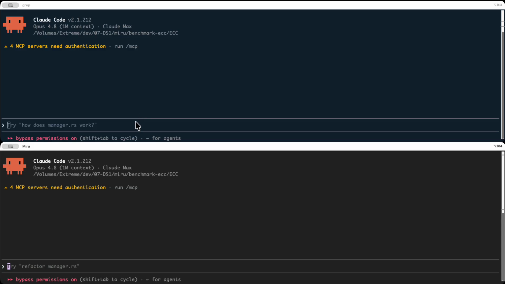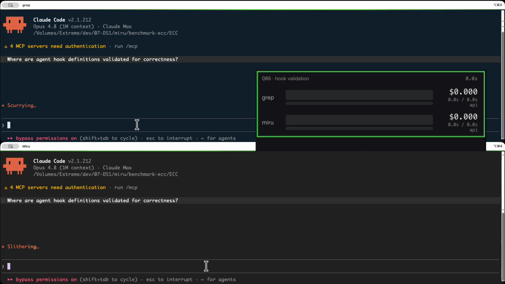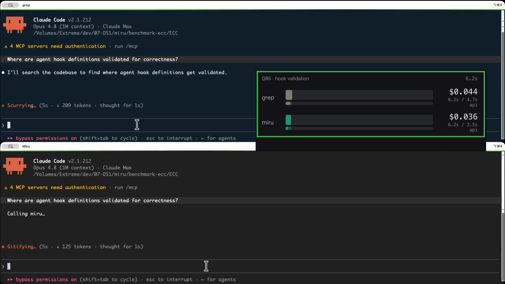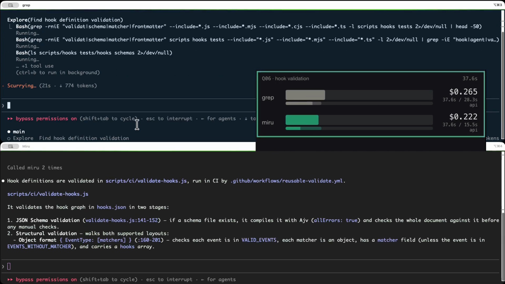Where are agent hook definitions validated for correctness? Everything in ECC hangs off hooks, so that's where I start. Both of these will get this right. It isn't a hard question. Watch the cost. Same answer, both of them.